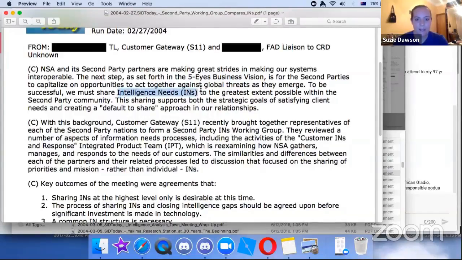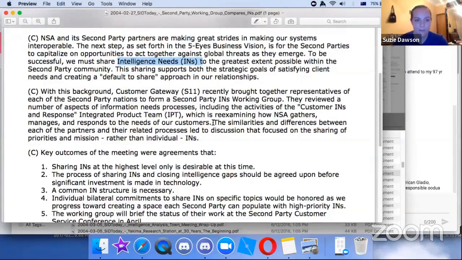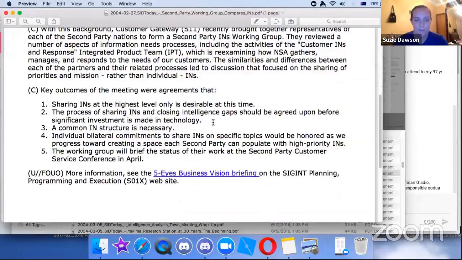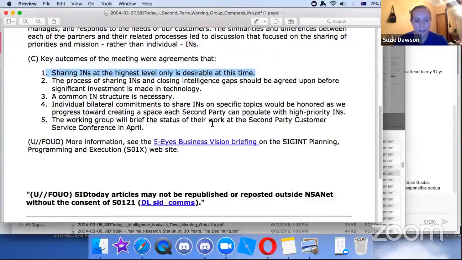So IN is intelligence needs. Sharing information needs at the highest level only is desirable at this time. So that goes back, I guess, to what the executive was saying from NSA. And is segregating that by so-called customer. And they have service conferences for them.